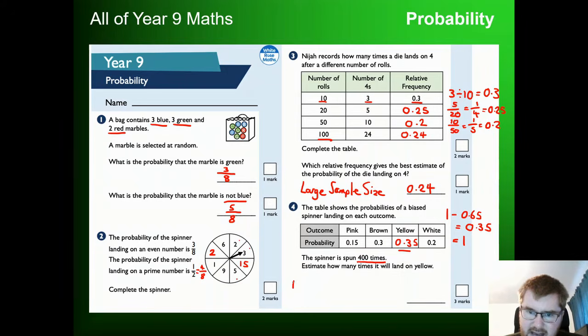And now to work out the estimate of yellow, I tend to write EY here. That's equal to the probability, 0.35, multiplied by the number of times that I spin it. Okay, let's go to the calculator, work that out.